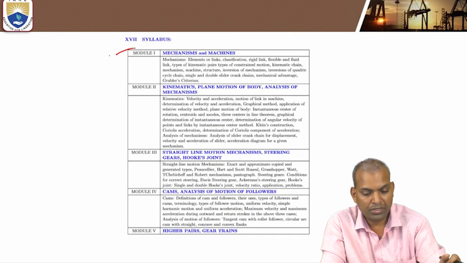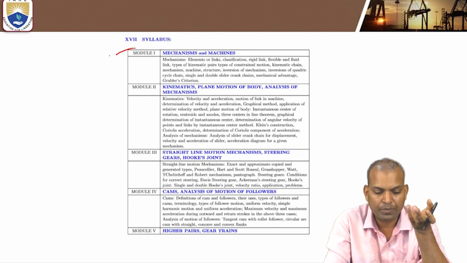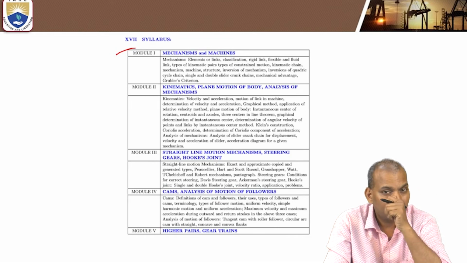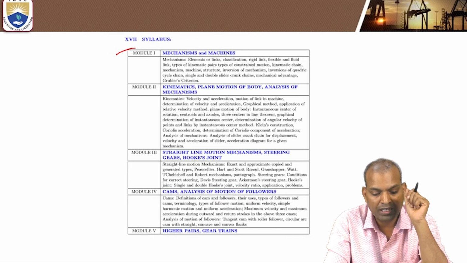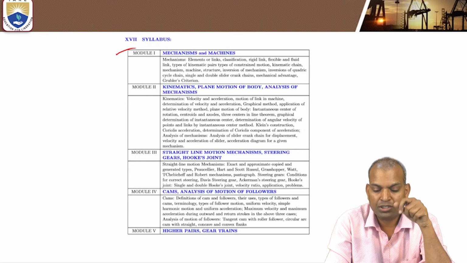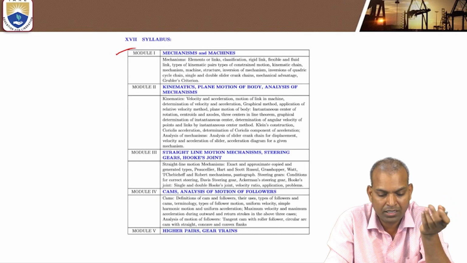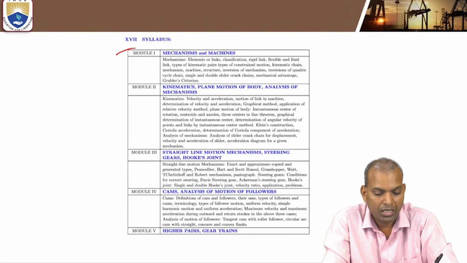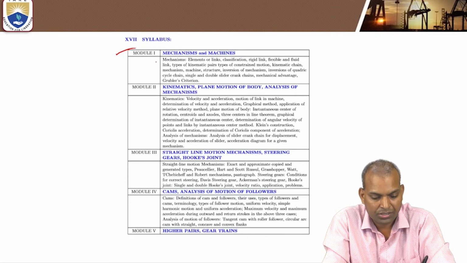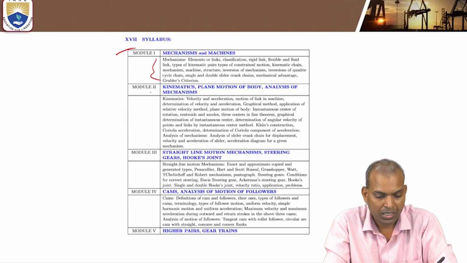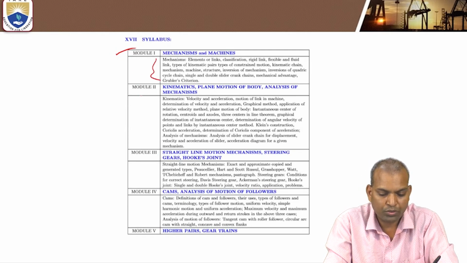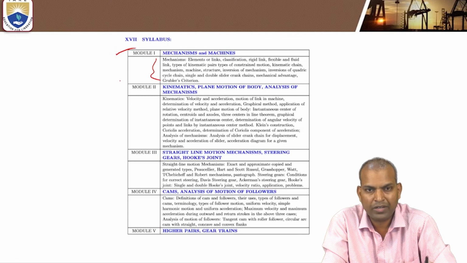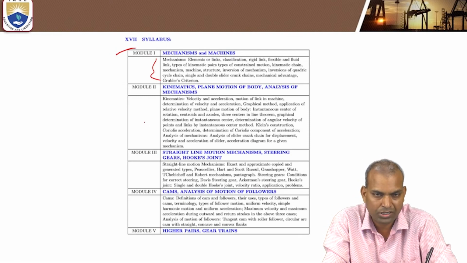In this mechanisms and machines category, we study the subtopics: what is the element, what is degree of freedom, what is Kutzbach criterion, what is Grubler's criterion, and what is inversion of mechanisms, inversion of four-bar chain, inversion of single slider crank mechanism, inversions of double slider crank mechanism, and mechanical advantages. These are the subtopics.